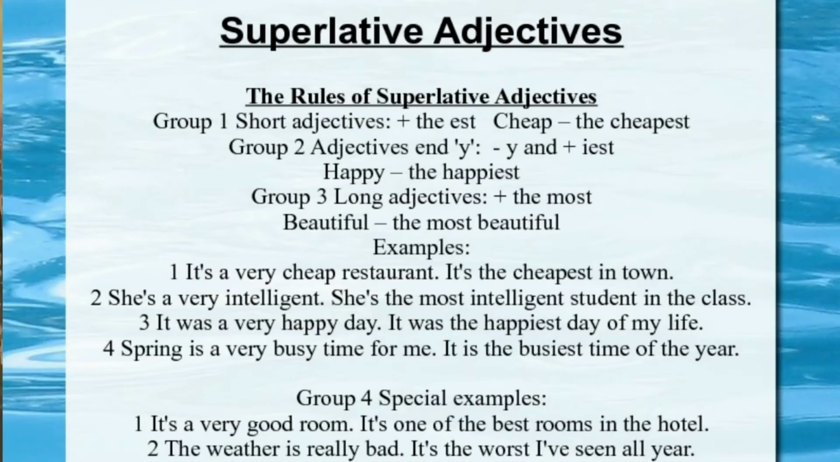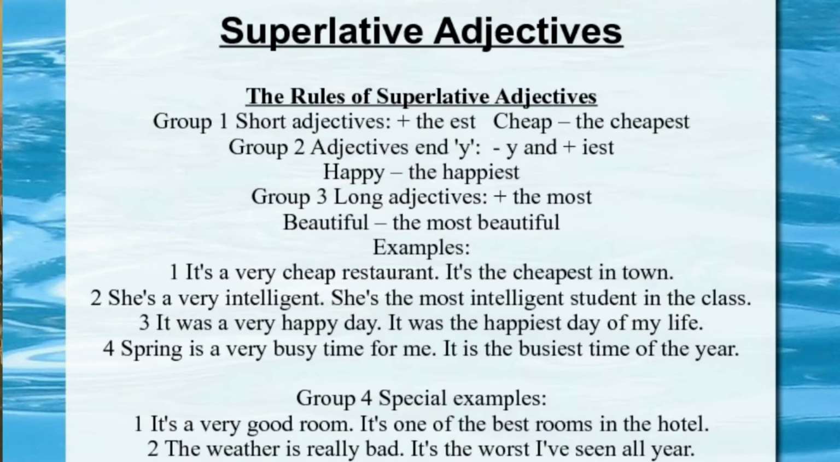The first group is for the very short adjectives. I used examples such as cheap, and for the superlative, we add the before the adjective, and we then add est to the adjective. So the superlative for cheap is the cheapest.